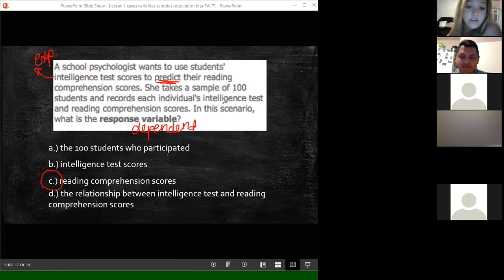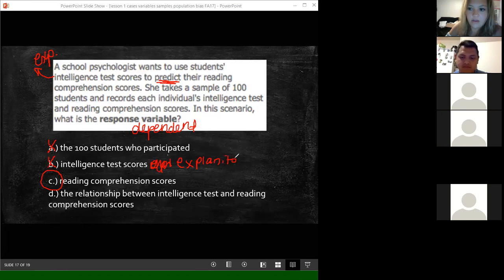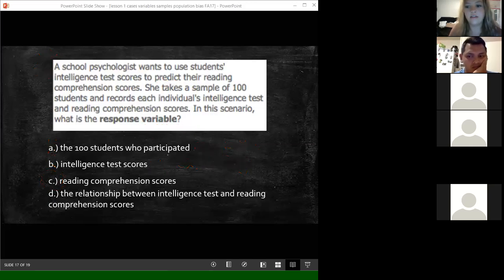Okay, so basically, whatever is dependent, our reading comprehension scores, are dependent on the intelligence test. So A would not be correct because that's just our sample size, and B we just said is our explanatory variable. Clearly, I can't spell explanatory. And then D, the relationship between the scores, would not be a response variable because it's not a relationship. So D would not be right. So our answer is C. Good job, guys. Perfect.